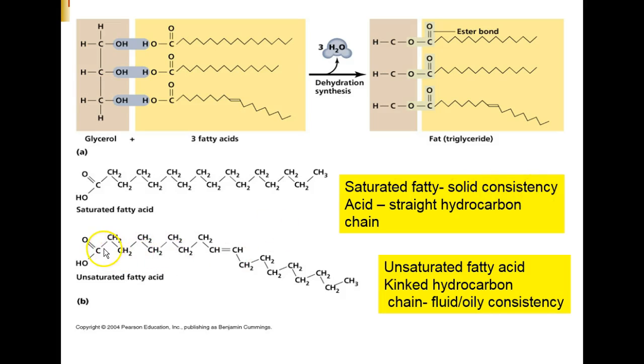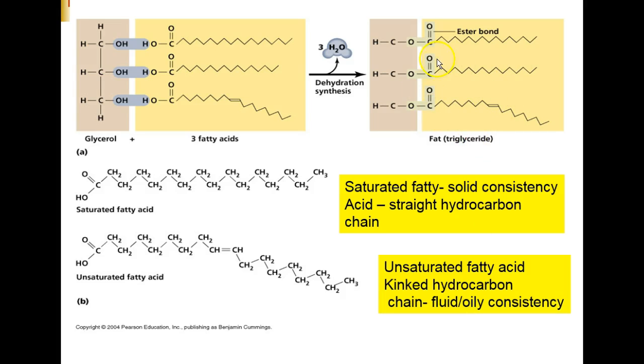On the other hand, unsaturated fatty acids consist of a chain of carbons that have lost some of their hydrogens, creating a double bond between carbons. This makes the molecule kink or bend, creating a fatty acid chain which does not allow for close packing of molecules. Therefore, unsaturated fatty acids are going to have a fluid or oily consistency.